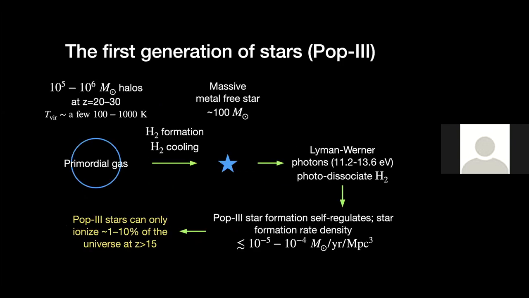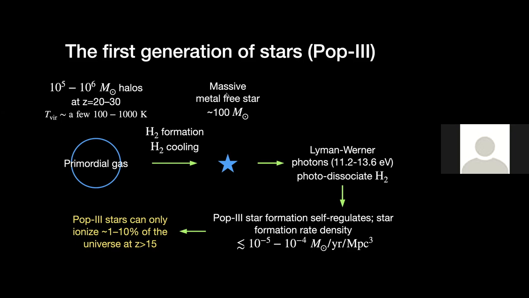First of all, let's briefly review Pop III star formation. Pop III, also called the first generation stars, are metal-free stars. Pop III are believed to form in 10^5 to 10^6 solar mass halos at around redshift 20 to 30-ish. At that time, there were no metals in the universe, so the gas had to rely on the formation and cooling of molecular hydrogen to form the first generation of stars. Because the cooling of molecular hydrogen cannot cool the gas down to very low temperatures, the resulting Pop III stars are pretty massive, something like 400 solar masses.